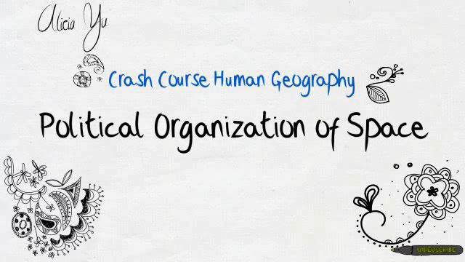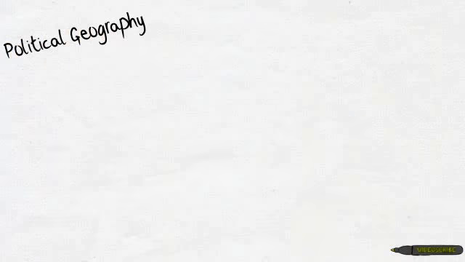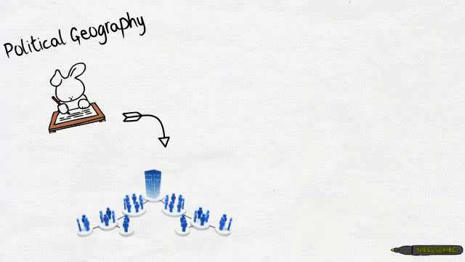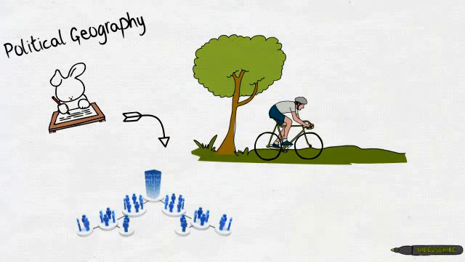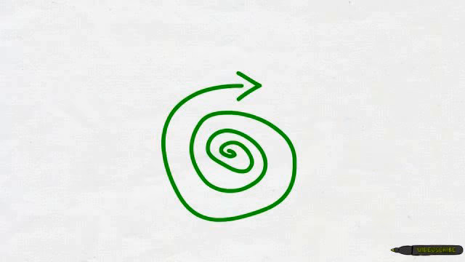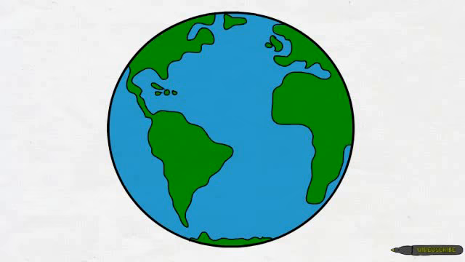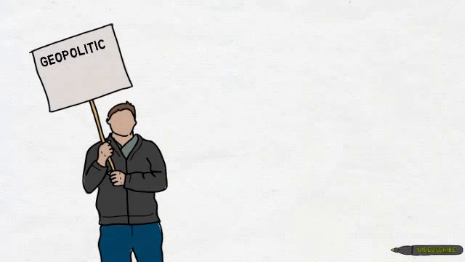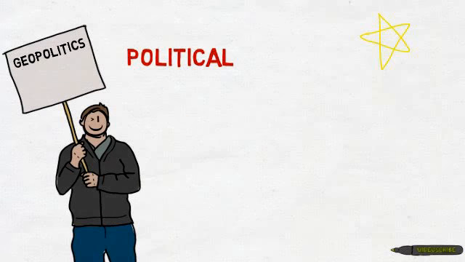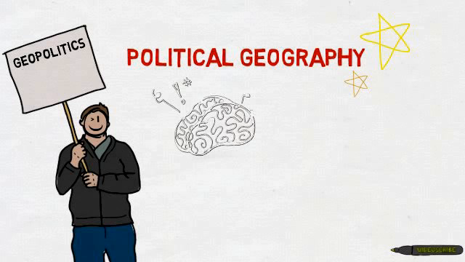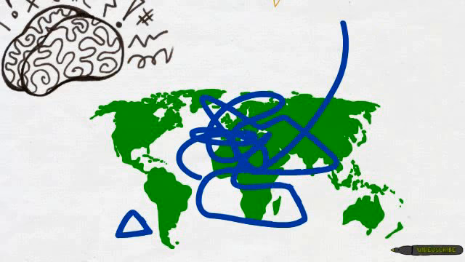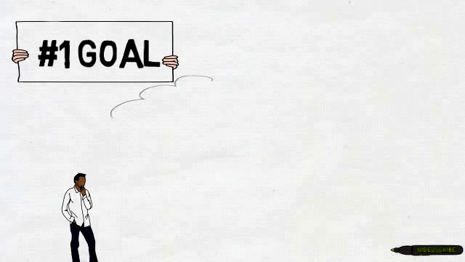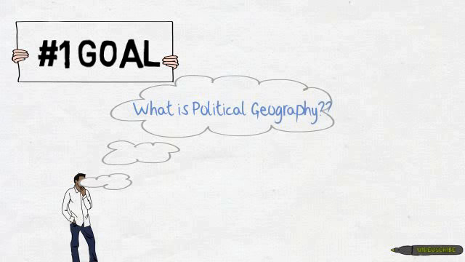Today we're going to be talking about political organization of space. Political geography is known as the study of the political organization and human systems of the planet, which are constantly in a state of organizing the land to fit the needs of humans. Sometimes called geopolitics, political geography is of vital importance in the understanding of the world around us. The first step is understanding what political geography is.